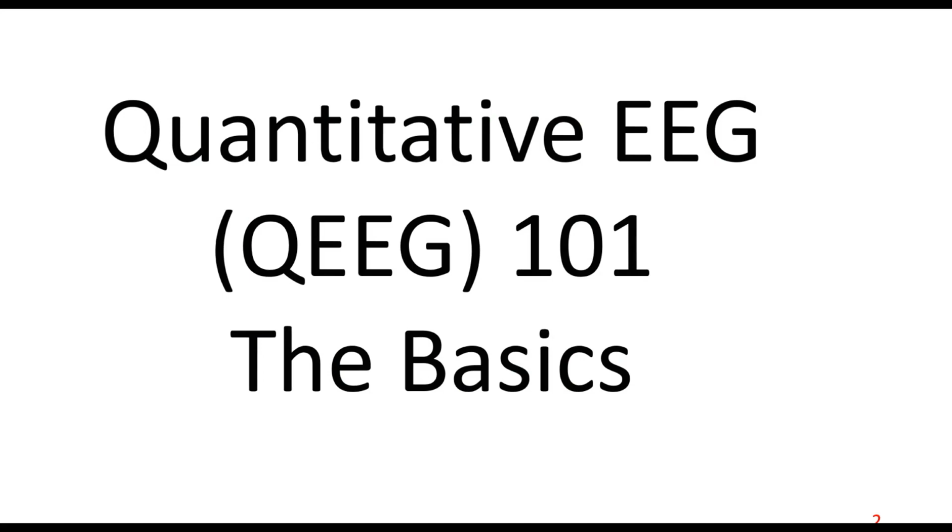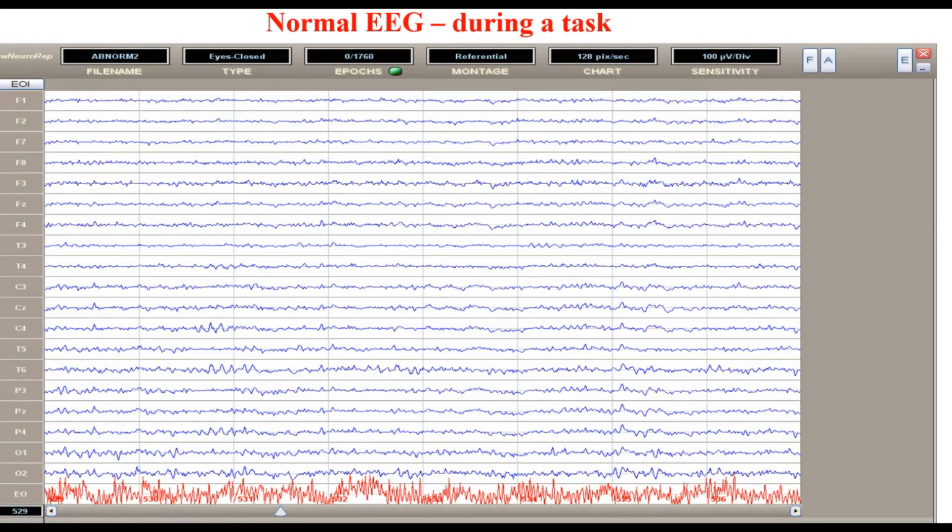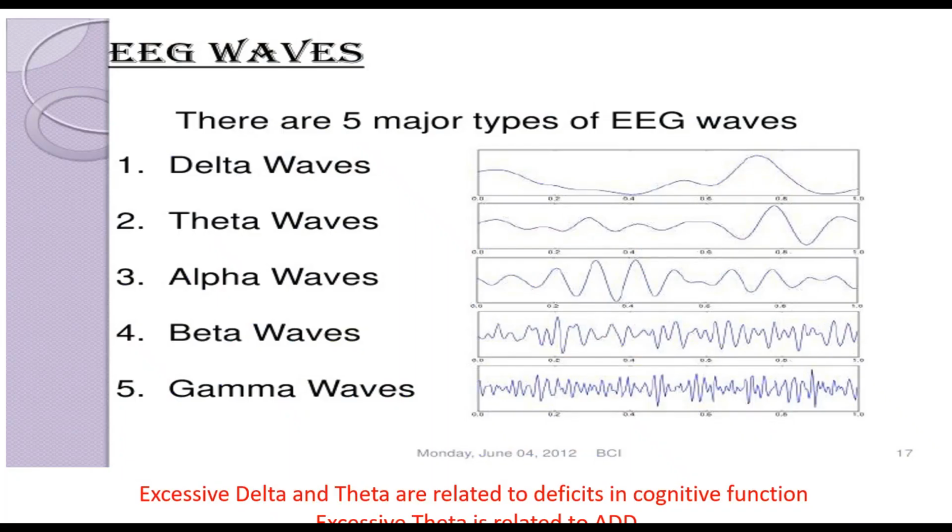Let's do some EEG basics. This is a standard EEG for a normal individual doing a task. We can examine the frequencies that are involved in the EEG. We have 5 normal definitions: delta 0 to 4 sine waves per second, theta 4 to 8, which is tied to ADD and ADHD, alpha waves 8 to 13, beta waves 13 to 30, and gamma waves 30 plus. Excessive delta and theta are related to deficits in cognitive function, and excessive theta is related to ADD and ADHD.